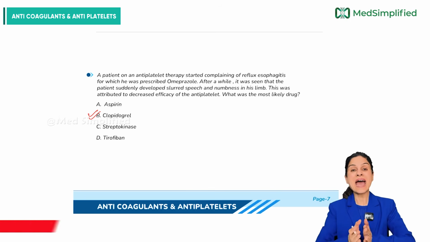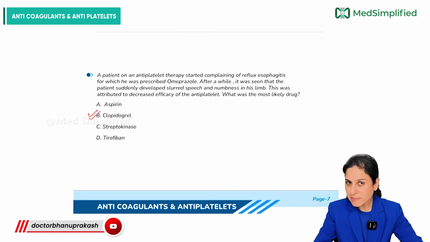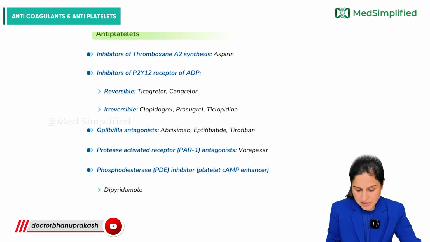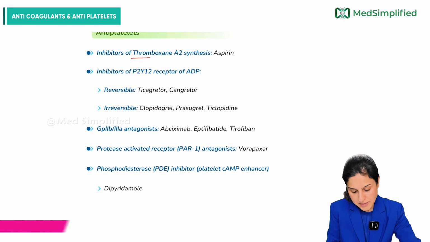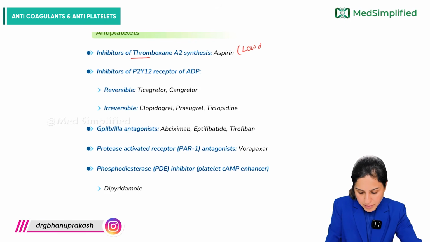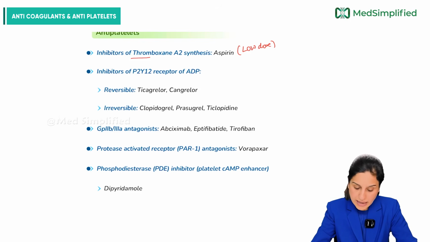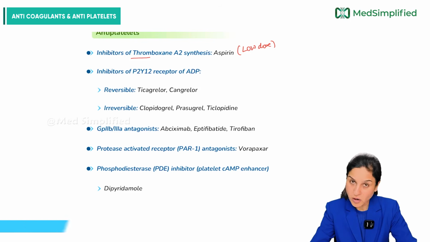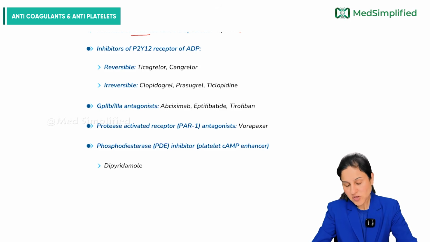So this is now your antiplatelet which has come into the picture. We'll see how the answer is correct when we study the antiplatelets now. The way we classify antiplatelets: one is the inhibitors of thromboxane A2 synthesis, which is aspirin, and this is in low dose, remember. Then inhibitors of the P2Y12 receptor of ADP: reversible, we have ticagrelor and cangrelor, and irreversible, we have clopidogrel, prasugrel, ticlopidine. GP2B3A antagonists, we have abciximab, eptifibatide, tirofiban. Protease activated receptor antagonist, we have vorapaxar. Then phosphodiesterase inhibitor, which is dipyridamole.